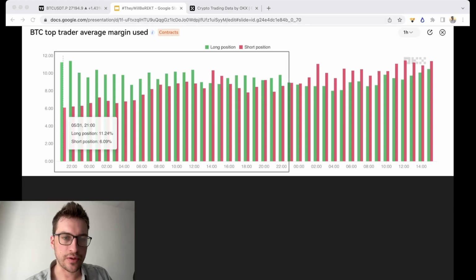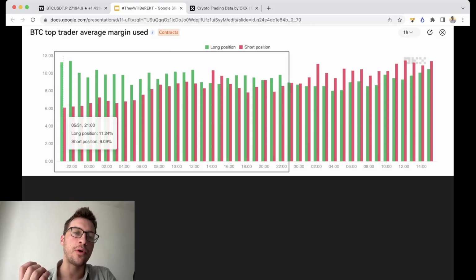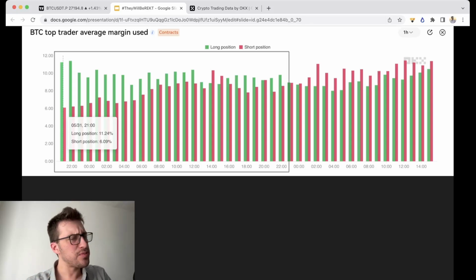I'm going to try to keep this video under 7 minutes. Look here. This is a much shorter time frame. This is the 1 hour, but you can see that throughout this time, longs were taking a lot more risk. The average margin used for longs was quite high. The average margin used for shorts wasn't that high. So I boxed off that area right there to show you guys.